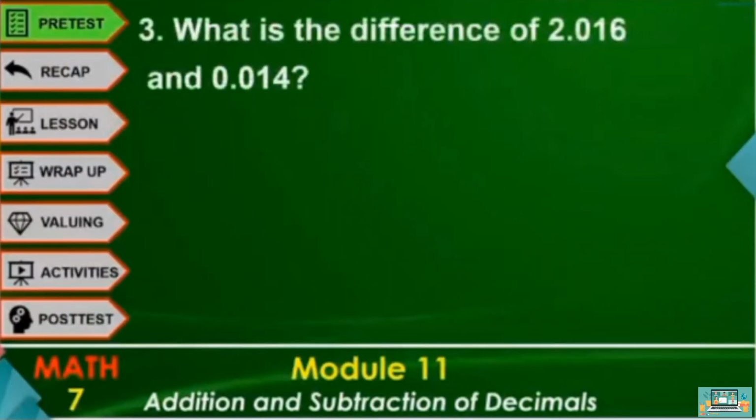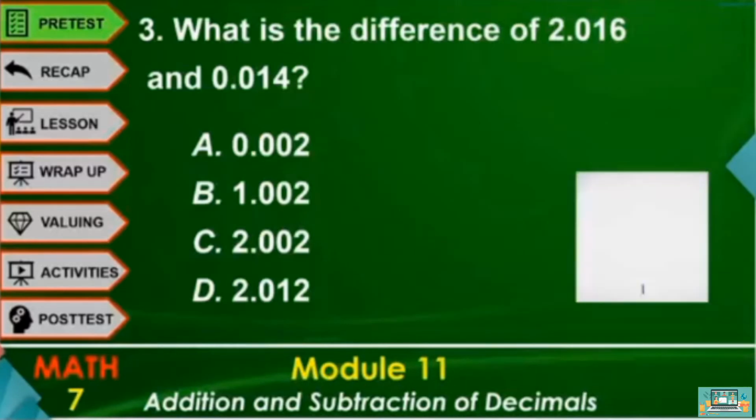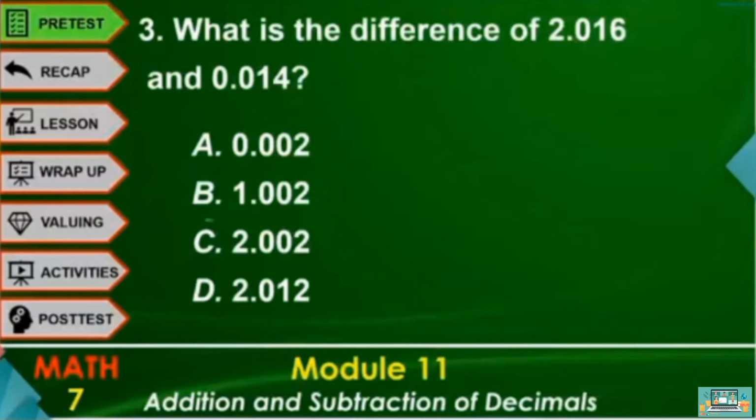Number 3. What is the difference of 2 and 16 thousandths and 0.14 thousandths? A. 0 and 2 thousandths. B. 1 and 2 thousandths. C. 2 and 2 thousandths. D. 2 and 12 thousandths. The correct answer is C.